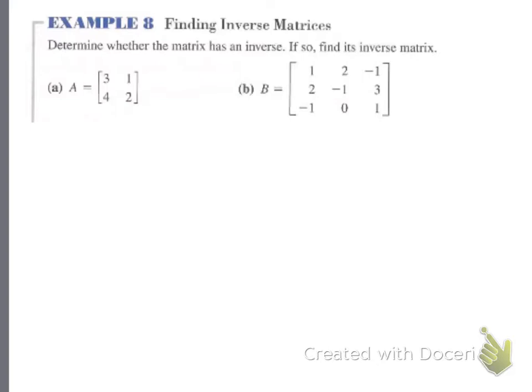Describe whether the matrix has an inverse. If so, find its inverse matrix. It's very simple, guys. Same thing. We want to find A inverse. Okay, when we find A inverse, if the calculator spits out a matrix, it's got an inverse. If it says error, that means it doesn't have an inverse. Okay?